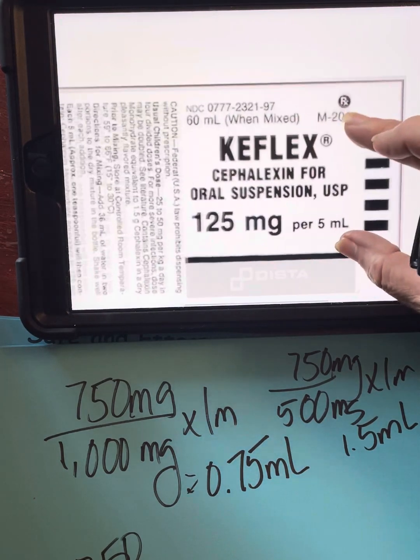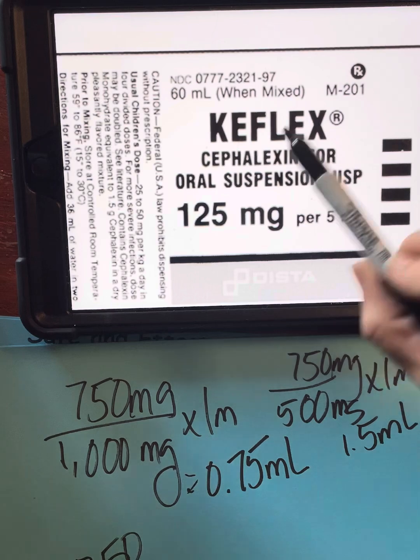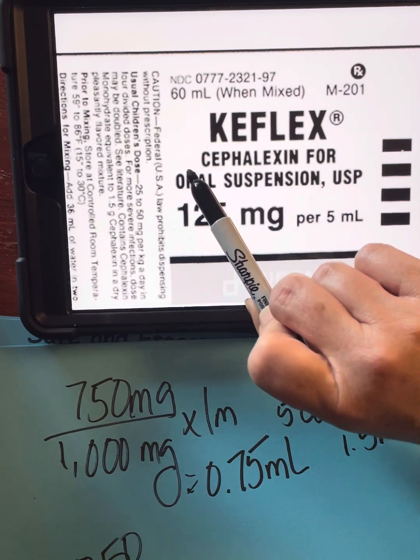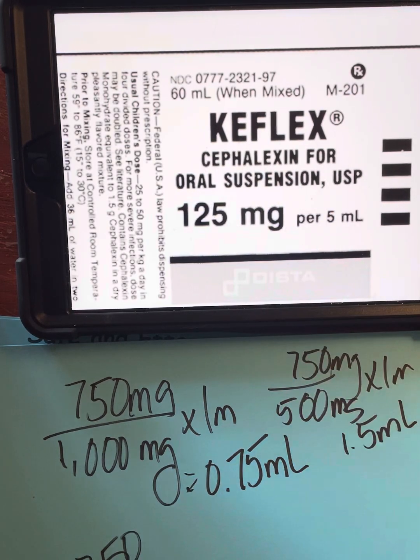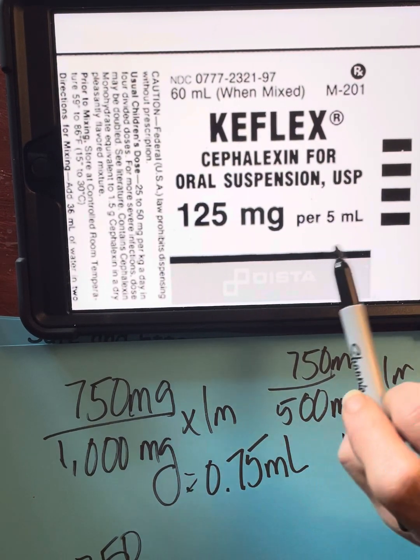So here's a Keflex thing. Keflex, that's the trade name. Cephalexin is the generic name. It has ceph in it, and so it's a cephalosporin. You're going to need to know that when you get to advanced pharm.